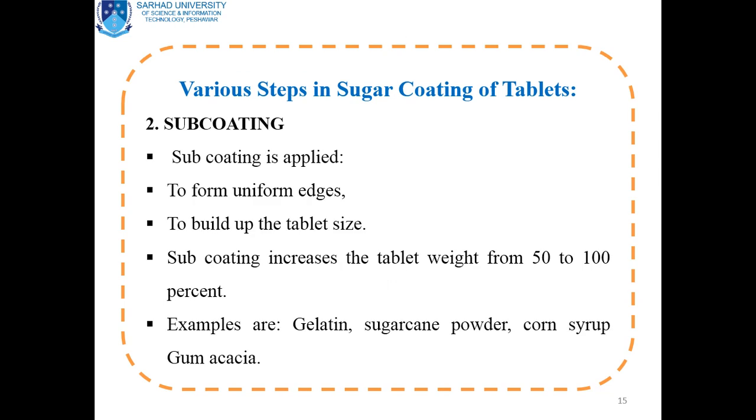The second step is termed subcoating. A subcoating is applied to form uniform edges, and the second purpose of the subcoating application is to build up the tablet size. The desired size of the tablet is achieved in this step by application of the subcoating material. Subcoating increases the tablet weight by 50 to 100%. Examples of subcoating materials are gelatin and sugar coating materials, such as powdered sugar, corn syrup and gum acacia.